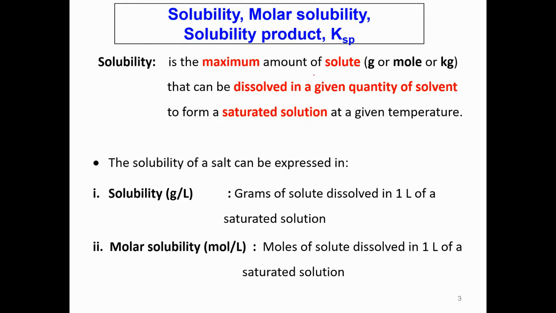Solubility is the maximum amount of solute, it can be in gram, mole, or kilogram, that can be dissolved in a given quantity of solvent to form a saturated solution at a given temperature. The solubility of a salt can be expressed in solubility unit gram per liter, meaning grams of solute dissolved in 1 liter of a saturated solution.